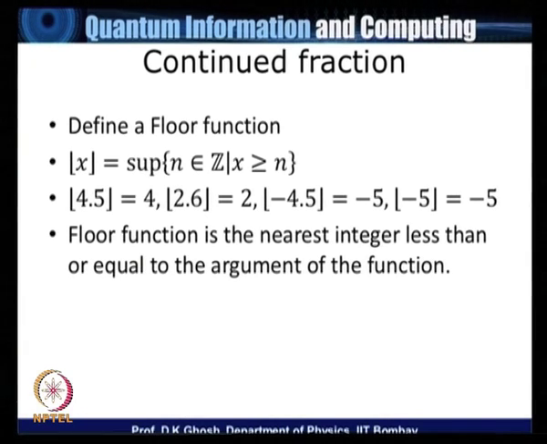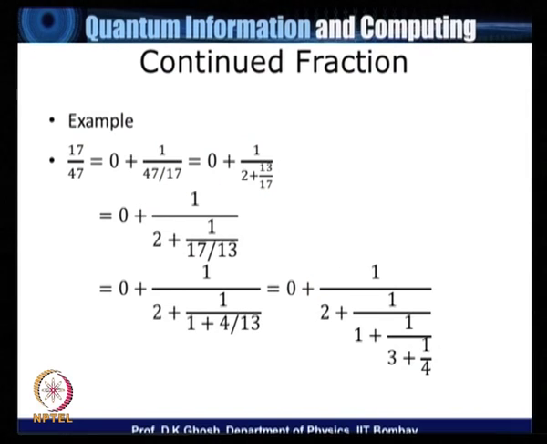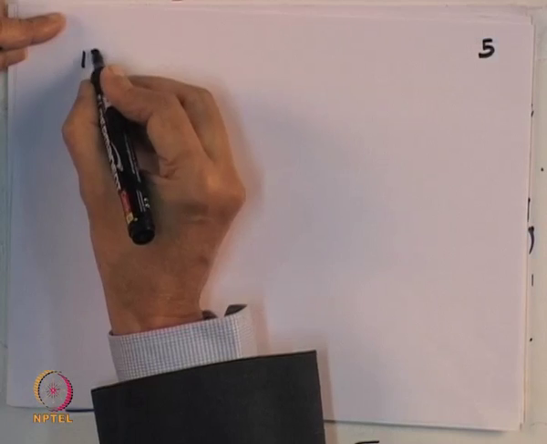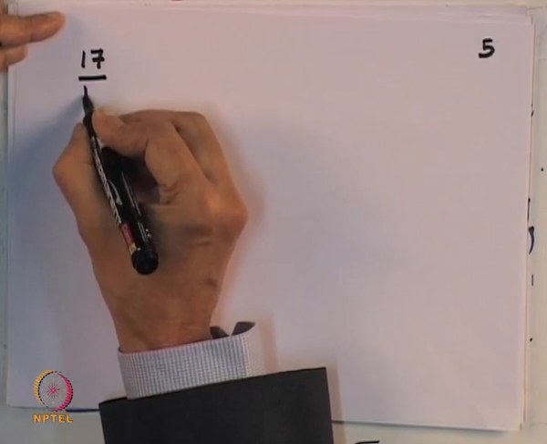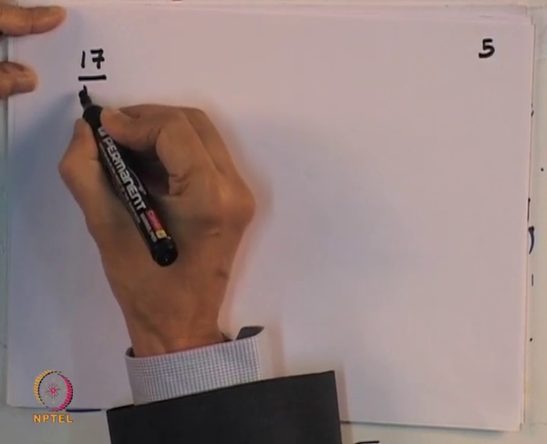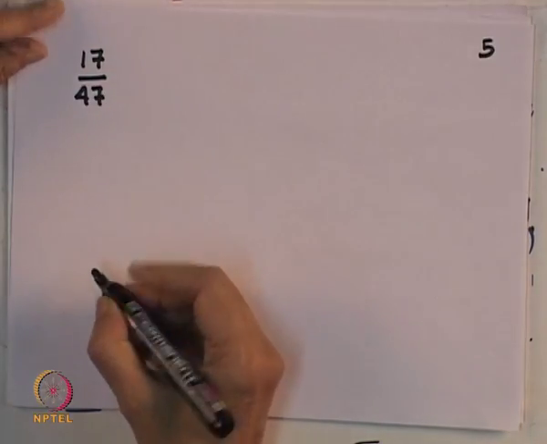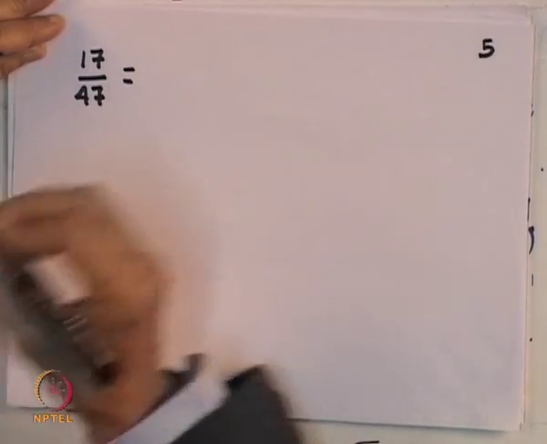fraction. You must have been already familiar with what a continued fraction is from school, but let me give you a short review. I'll do it by giving an example. You can read up any school level book to find out what it actually is. So let me take this number, 17 by 47.